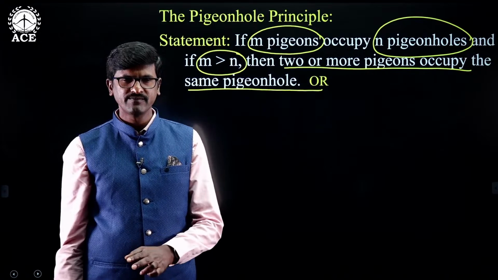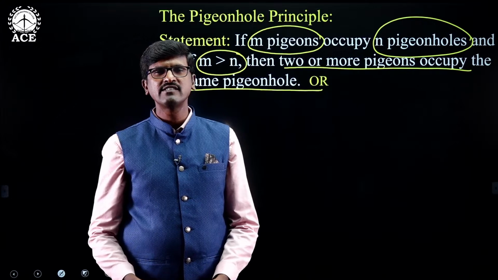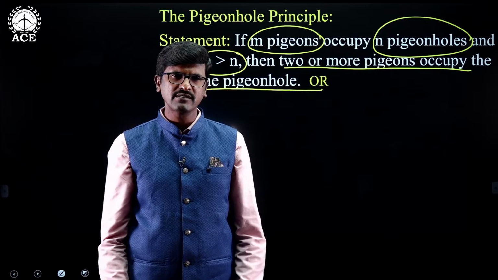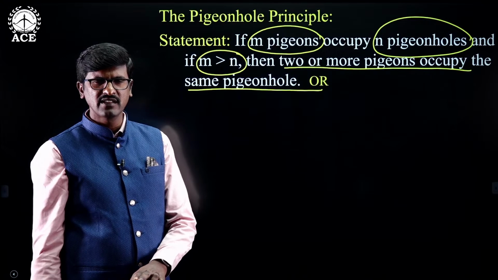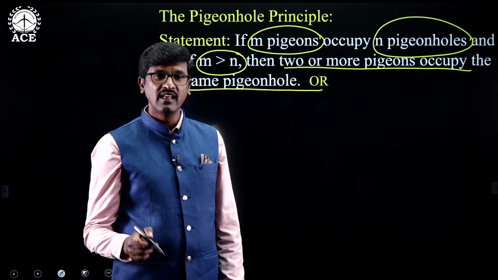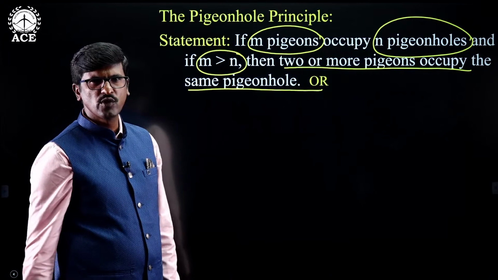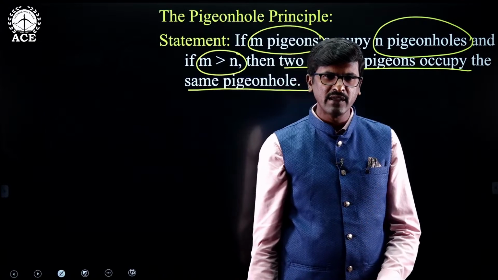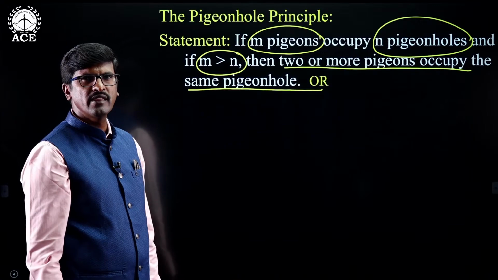There are two benches, each of which is a 3-seater, and there are 7 students. How to arrange these 7 students in 2 benches? In the first bench 3 students can sit, in the second bench 3 students can sit, 3 plus 3, 6. One student is extra, right? That student can be arranged in either bench 1 or bench 2. That means if the number of students is more than the number of benches, then obviously a bench is going to have more than 3 students.